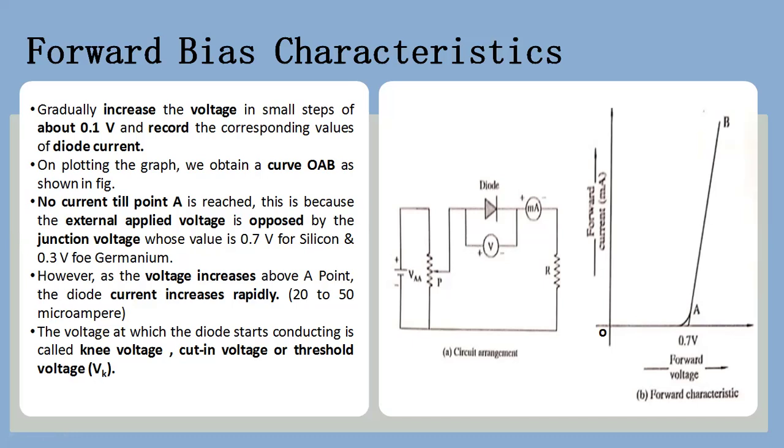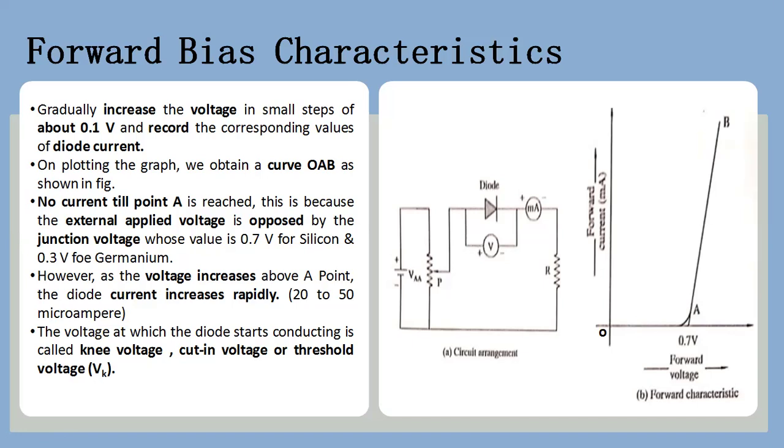However, as the voltage increases above point A, there is a rapid increase in the current, as you can see from point A to B. This is the voltage at which the current increases rapidly, and it is called knee voltage, cut-in voltage or threshold voltage. We can also see that at this voltage your diode will start conducting. So this was about your forward bias characteristics.